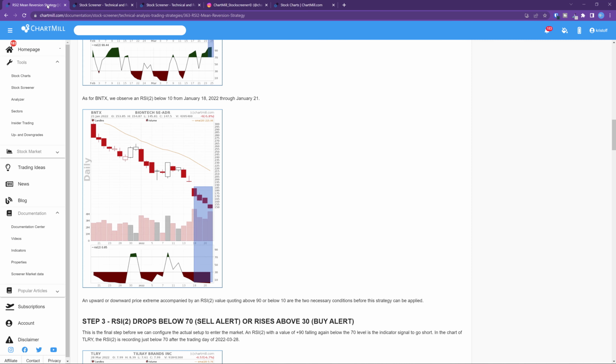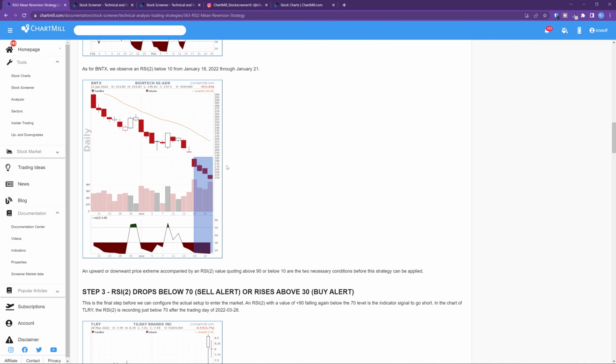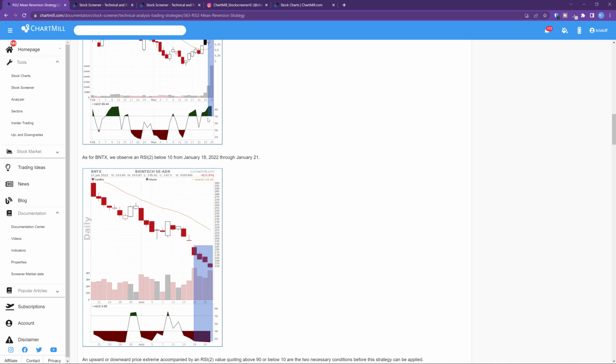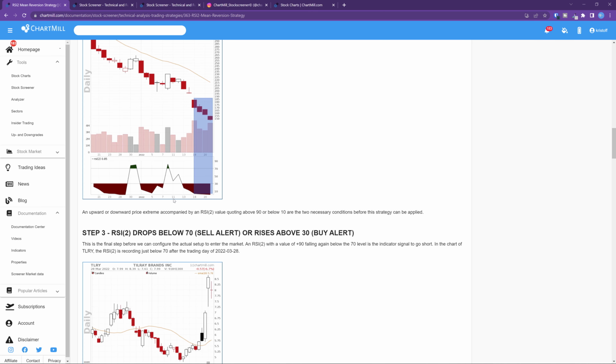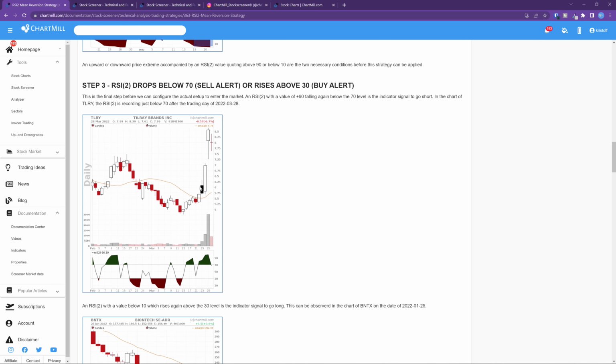So an upward or a downward movement accompanied by an RSI value quoting above 90 or below 10 are the first two necessary conditions before this strategy can be applied. And then it's a waiting game. The next step is when the RSI 2 drops below 70 again, that's a sell alert, or it rises above 30, that's a buy alert. That is the final step before it's possible to configure an actual setup to enter the market.